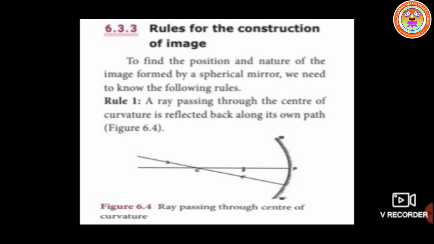So if the light is allowed to pass through the center of curvature and is incident on the spherical mirror, then it is reflected back along its own path. It returns in the same path.